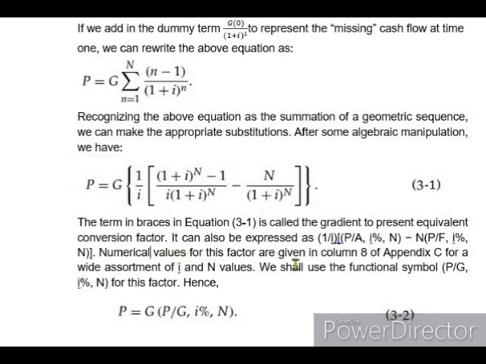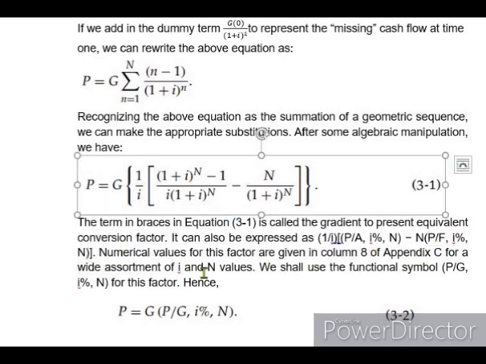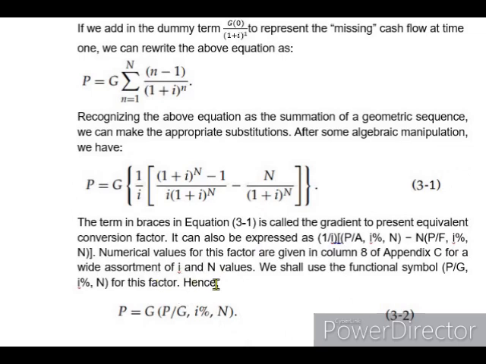So, it can also be expressed as this, okay? 1 over I multiplied by finding P given A, I percent, and N, minus N of finding P given F, I percent, and N. Okay, so, yan yung mga formula na ginamit guys. Kung paano na-derive to. Okay, so, the numerical values for this factor are given in column 8.